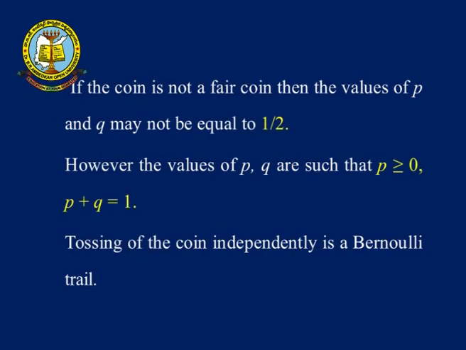If the coin is not a fair coin, then the values of P and Q may not be equal to 1 by 2. However, the values of P and Q are such that P is always greater than or equal to 0, that means P is non-negative, and the sum of success plus failure, that is P plus Q, is equal to 1. Tossing of a coin independently is a Bernoulli trial.